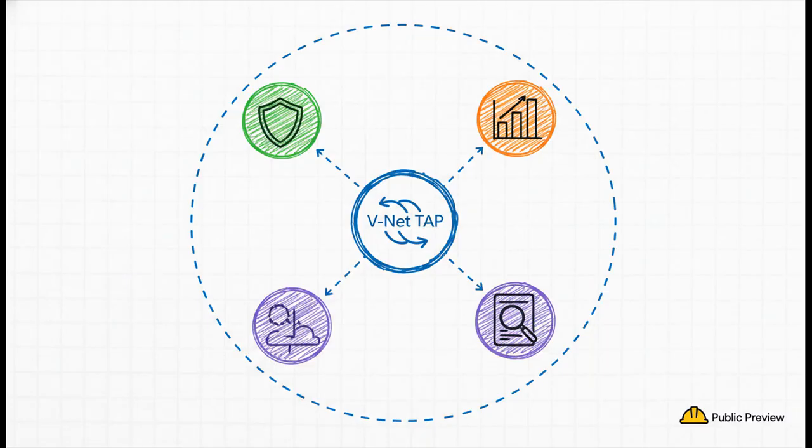Now, here's a key thing to get your head around. The tab feature itself doesn't actually analyze the traffic. Its job is to stream that mirrored data to a collector or an analytics tool from one of Azure's validated partners. It's also really important to know that as of now, this feature is in public preview, which, as you'll see, comes with a few things you need to be aware of.